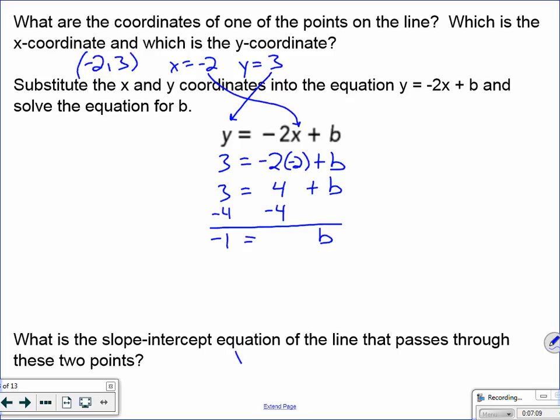So remember, we're using y equals mx plus b. M is the slope, b is the y-intercept. So it's going to be y equals, our m is -2, x, and our b is -1. So y equals -2x minus 1 is our equation for that line. That would go through those 2 points.